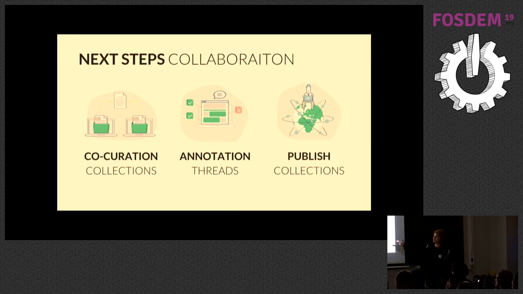For example, the first one, co-curation of collections, means that you can create folders that you can then share with other people and collaborate in curating them. This might be useful for entrepreneurs to do some customer research, or for journalists to do story research together. So, hey, this is all the stuff that I read about climate change. Here, please look through it, and you can also full text search through it. So that's part of the publishing collections.